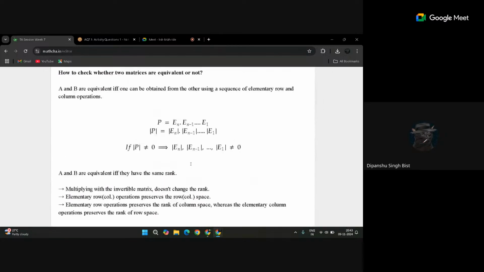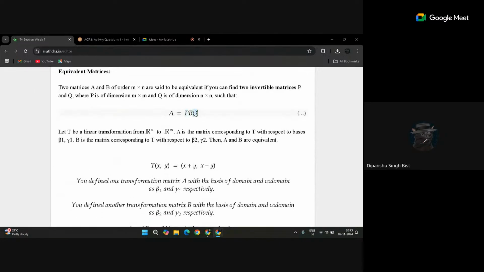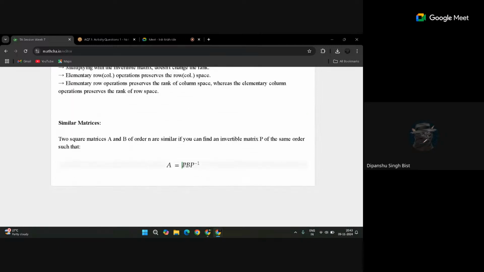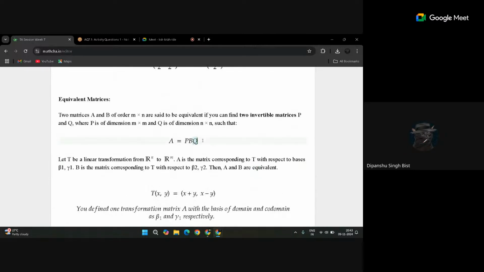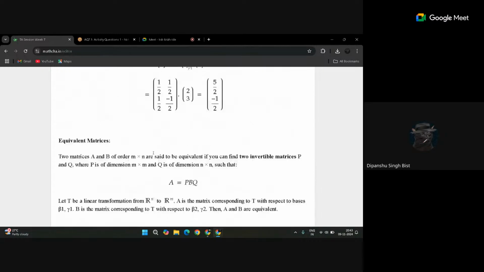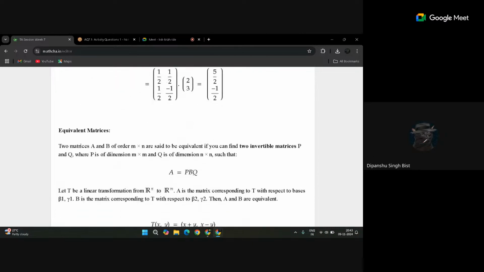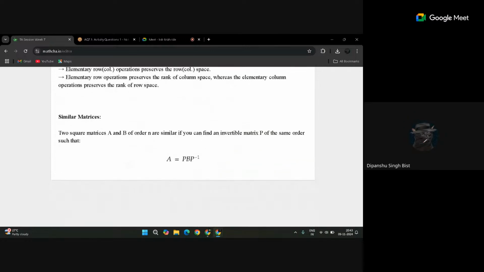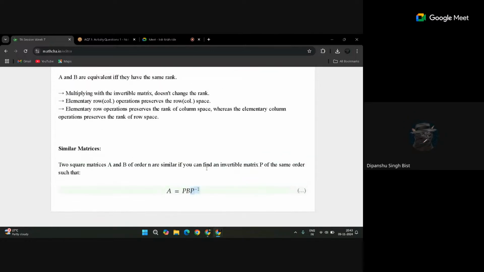See, there is one thing. Here you had P, B, Q, so P and Q both were different matrices. Here P and P inverse. Here you do not have Q as a different matrix. Here you get one more condition that Q equals P inverse. So similar matrices are just a special case of equivalent matrices. The only thing is instead of Q, you have P inverse, a more specific value of Q.